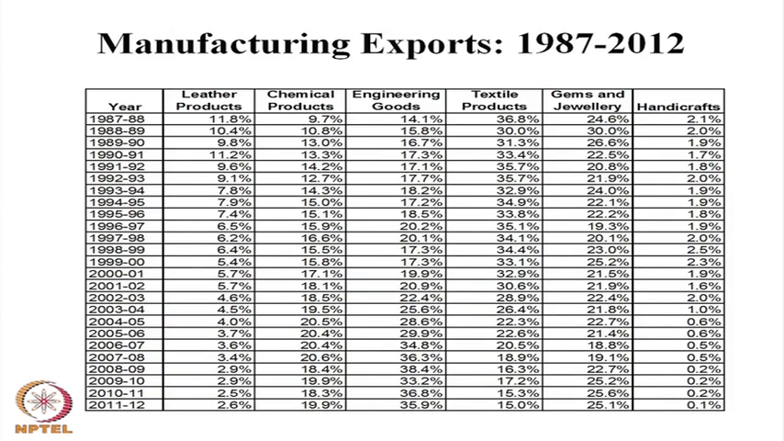If you see the manufacturing sector, I have given you 1997 to 2012. The data constitute nearly 25 years of data. In these 25 years, leather product export has declined significantly. Chemicals export has increased from nearly 10% to 20% now. Engineering goods export has significantly increased. It was only 14% in 87-88, which is more than double in 25 years.